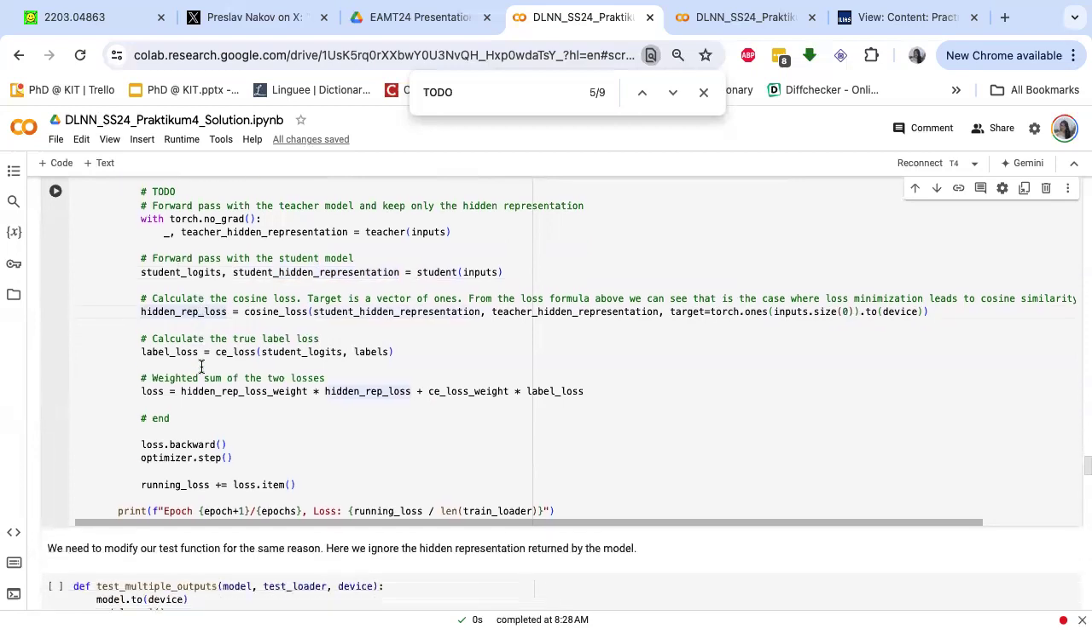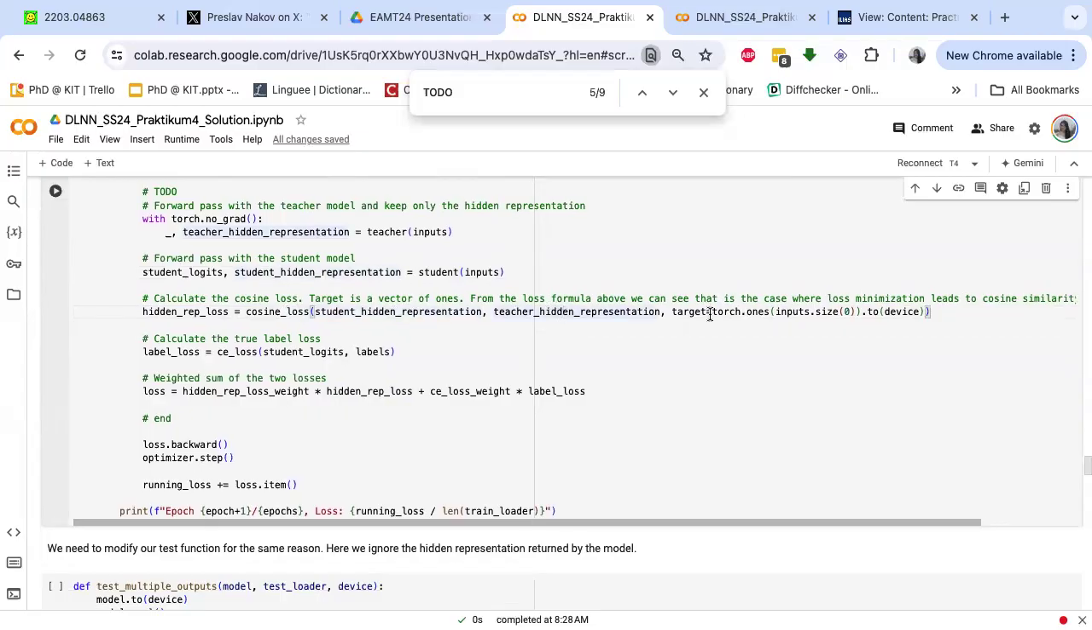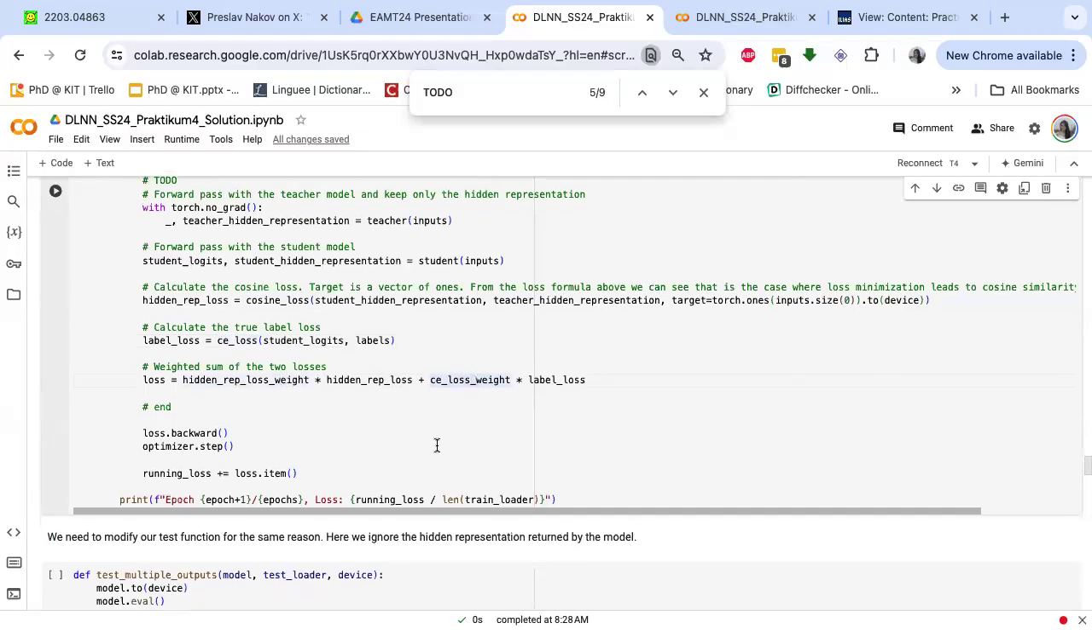And then you calculate the hidden representation loss as in our new distillation loss by calculating the cosine loss between the hidden representation of the student and that of the teacher. And then we will set the target to be the vector of 1 because 1 would mean the perfect match between the two hidden representations. Then again, calculate the standard main task loss and then weight them together using your two hyperparameters.